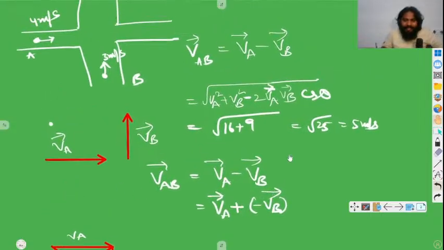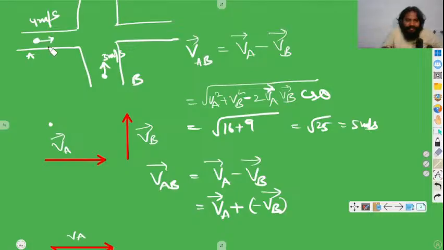The same thing I will draw here, with the 5. So here this is the resultant we got, right? What does it mean? VAB we calculated. It means that car A is coming in this direction with respect to B, meaning the person in the car feels that this car is coming towards him in a straight path like this. This is what he feels. Clear?